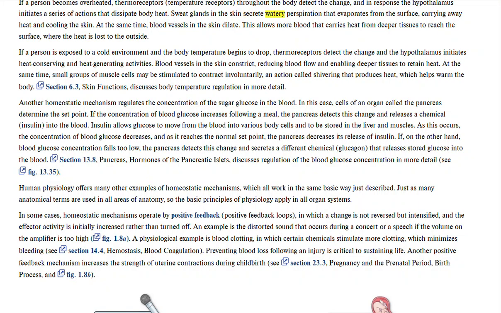Sweat glands in the skin secrete watery perspiration that evaporates from the surface, carrying away heat and cooling the skin. At the same time, blood vessels in the skin dilate. This allows more blood that carries heat from deeper tissues to reach the surface, where the heat is lost to the outside.